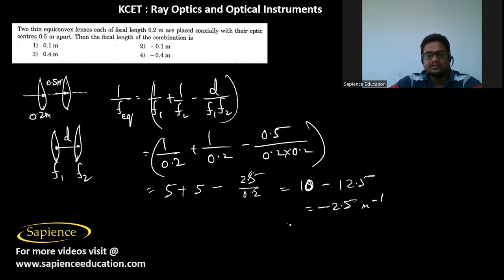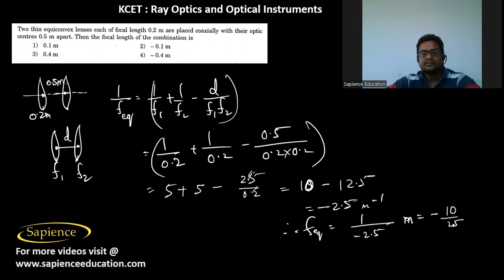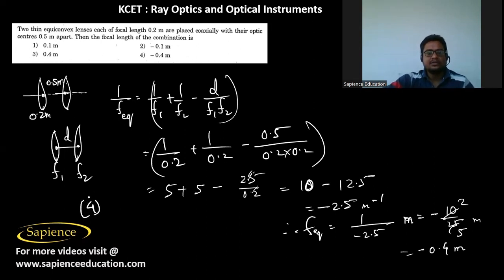Therefore the equivalent focal length will be equal to 1 by minus 2.5. In meters, that will be minus 10 by 25, which is minus 0.4 meters. So option 4 is the correct answer.